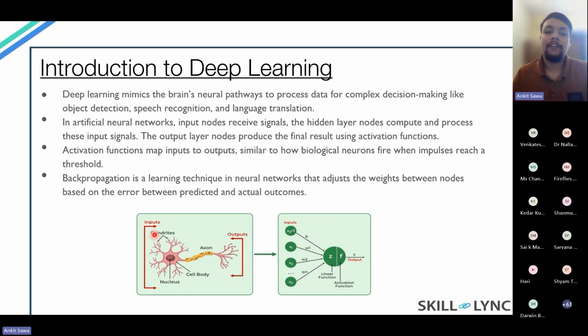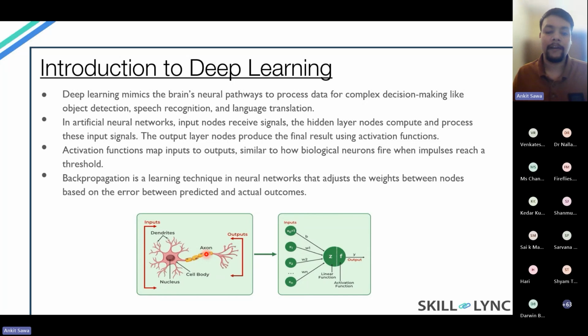So in an artificial neural network, if you see this diagram below, it's a diagram of a neuron in our brain. We'll try to understand from here. The input nodes here are the dendrites, so they receive signals. The hidden layer here is the nucleus itself. It processes the input signals, and after processing the input signals, it sends out the output signals, but these output signals are produced based on some activations.